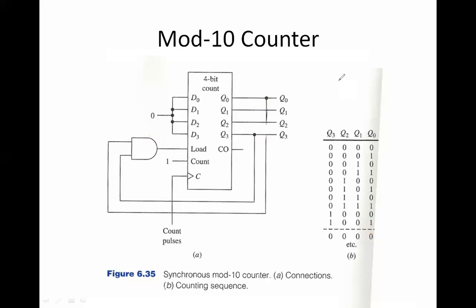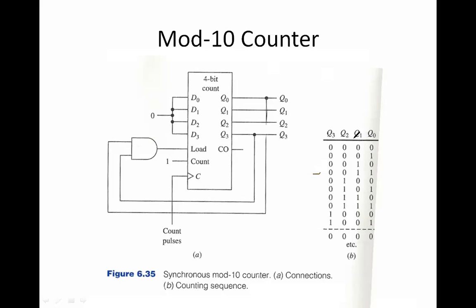Yes, sir. Say for example, now I want 3. At this state, I want it to become 0. So what should I do? Q1 and Q0, I should connect to an AND gate, because only those two are high, right?